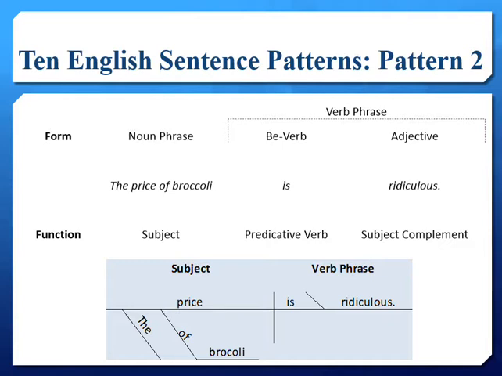In the verb phrase, the be verb links the adjective as a complement to modify the subject. In the diagram, the adjective ridiculous describes the noun price, because subject complements such as ridiculous are describing the subject, the price of broccoli, as being ridiculous or priced unreasonably.